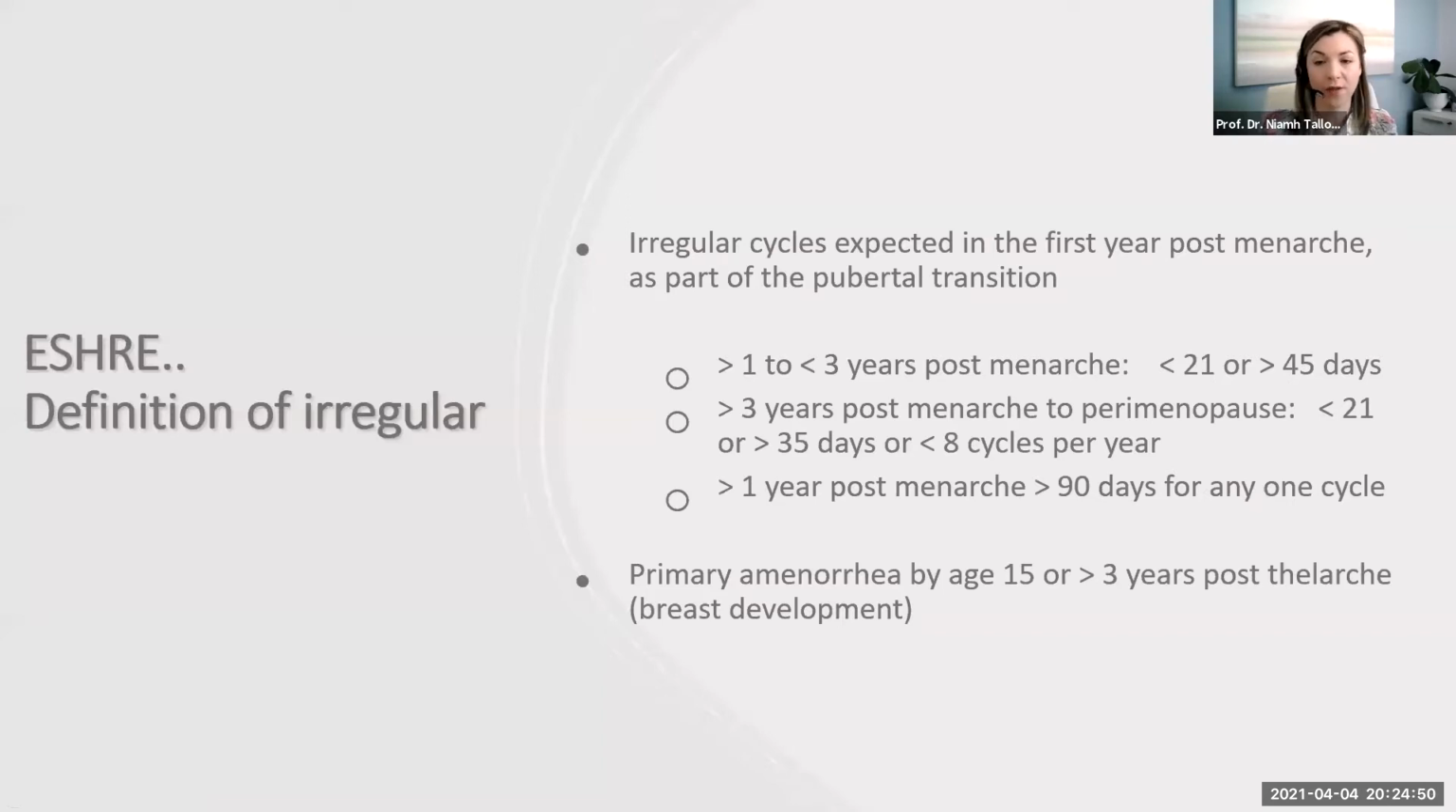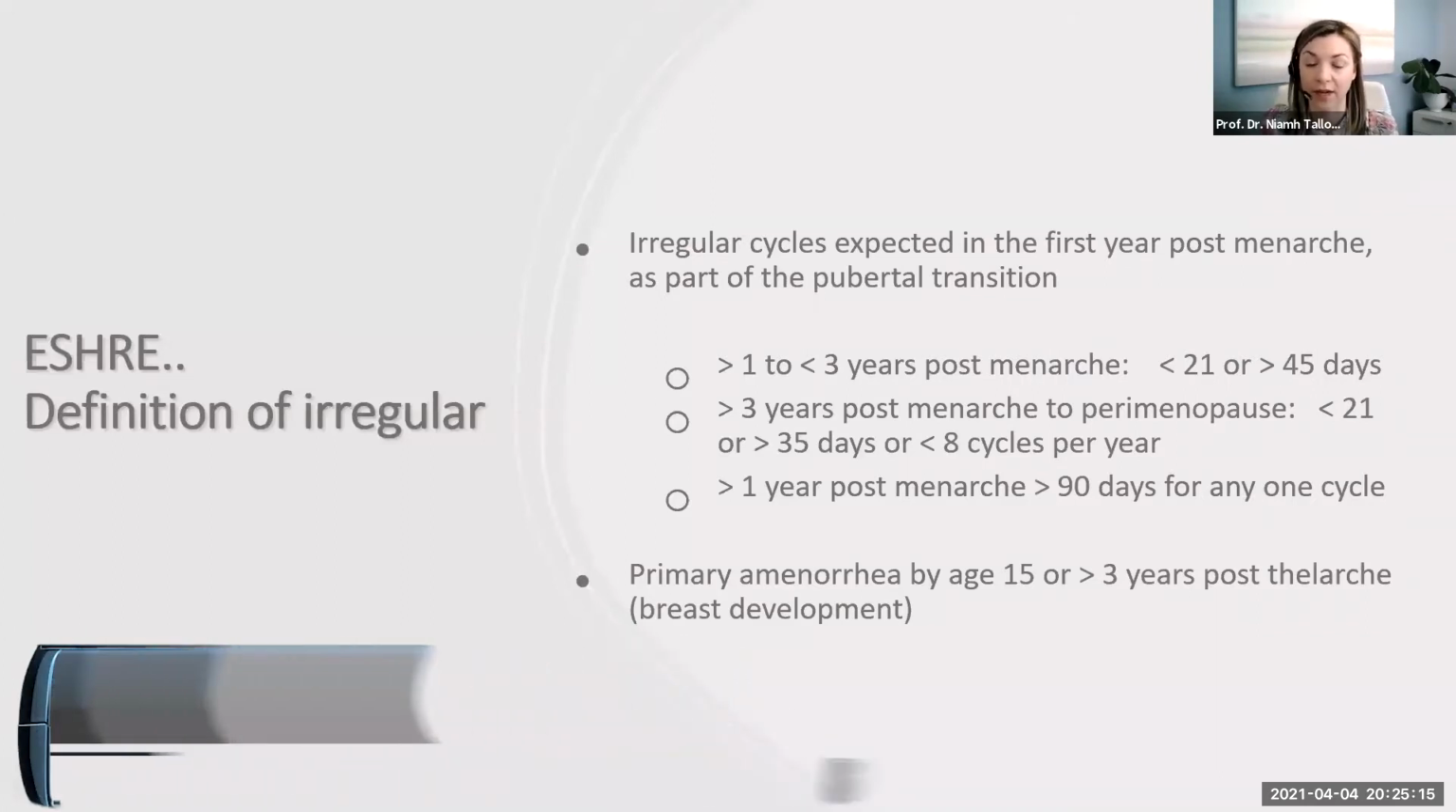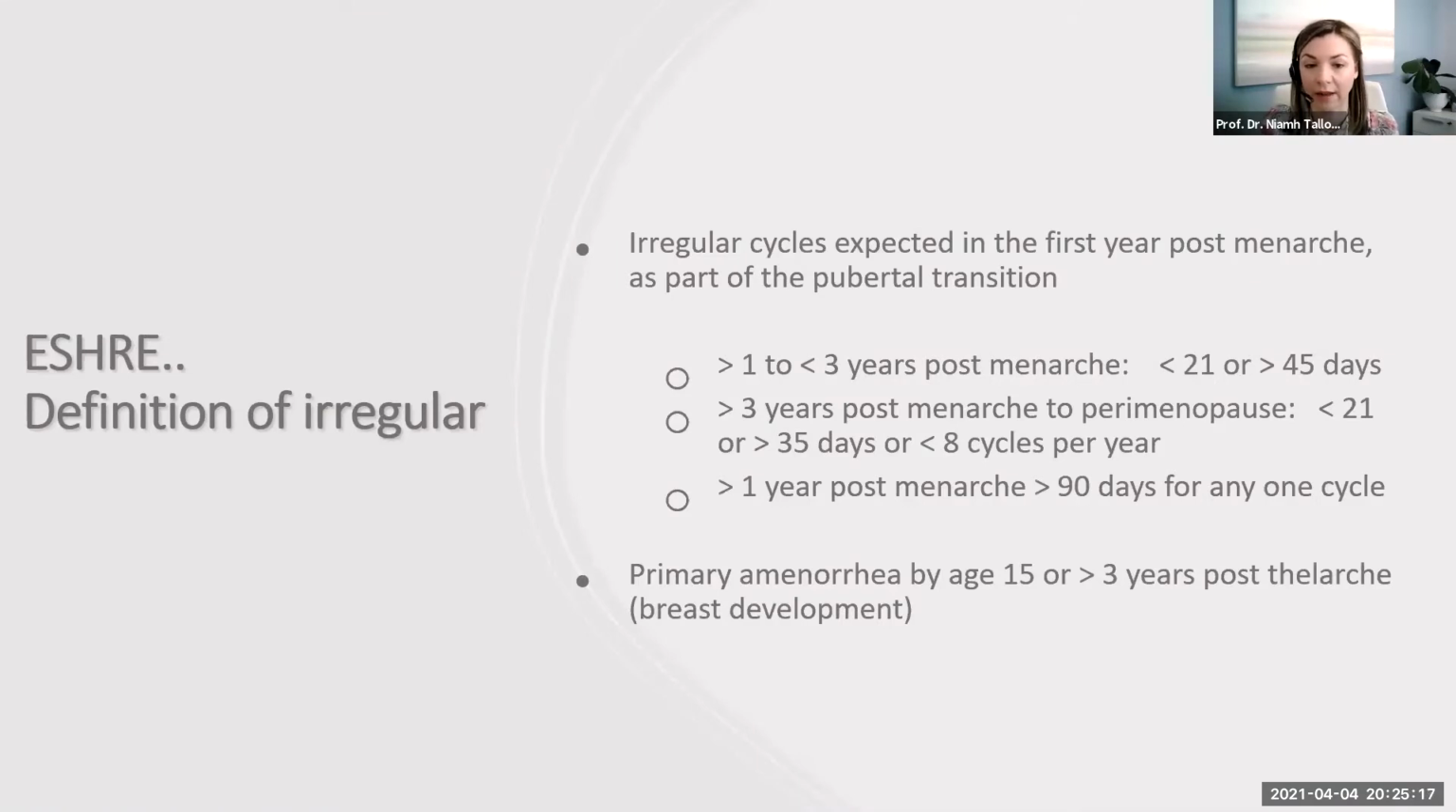If you get beyond the 3 years from menarche, cycles should be within 21 to 35 days. They should have settled into a more ovulatory pattern occurring within 35 days. And anybody who has less than 8 cycles a year has irregular menses. And again, in that 1 year after menarche, anyone at all who shows up and says, I have not had a cycle for 90 days, so about 3 months, that is considered an extreme and suggests irregularity.